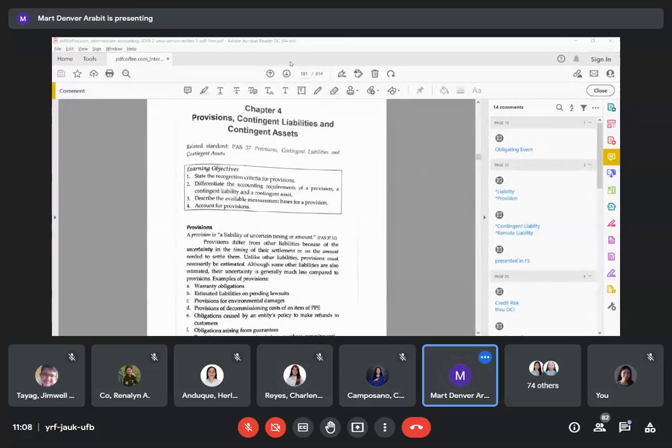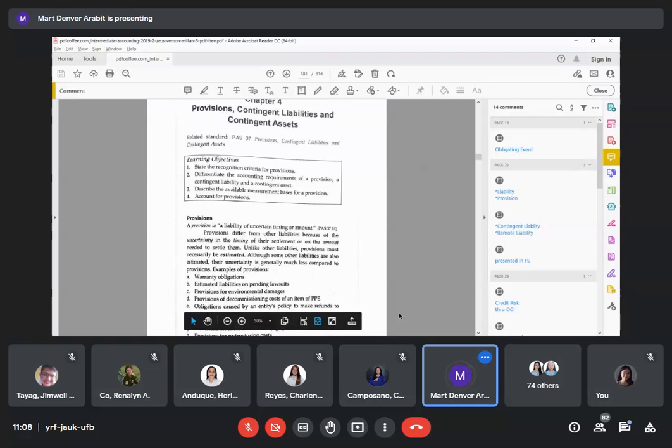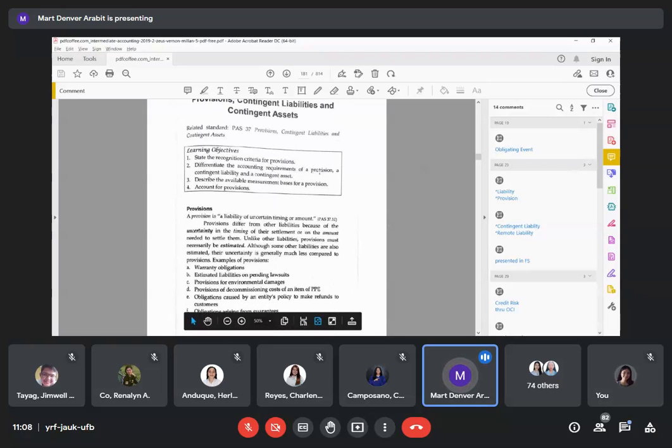So, let's start. For this week, we will tackle provisions, contingent liabilities, and contingent assets. Okay, let's start. So, a provision is a liability of uncertain timing or amount. So, ito lang yung difference ni provision kay liability. A provision is something somehow uncertain sa kanya, whether timing or yung amount.